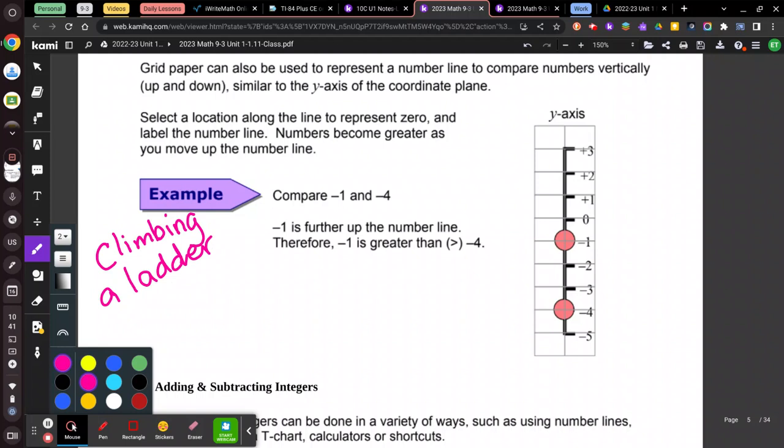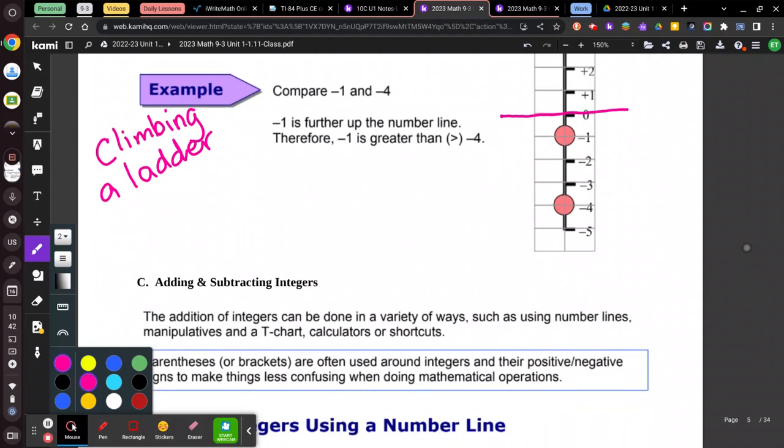Okay, same thing as climbing a ladder. So 0, there's my 0. You climb your ladder. How many steps up the ladder are you going? And then if you've got negatives, how far down the ladder are you going? Okay, so maybe it's a 2-story house and 0 is on the first floor. And if you're going to the basement, that's your negatives. Okay, so there's lots of ways to think of them.